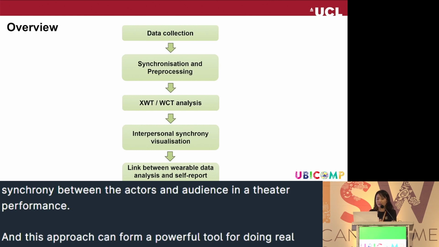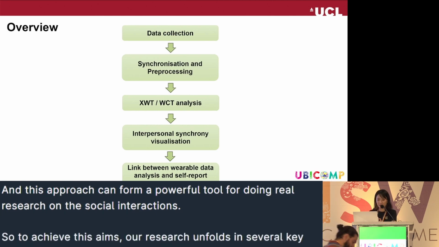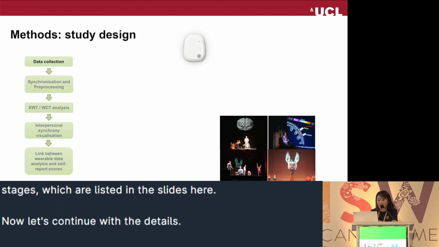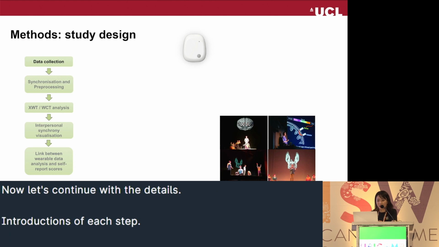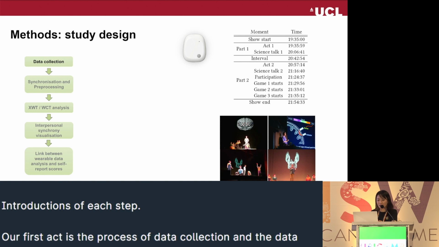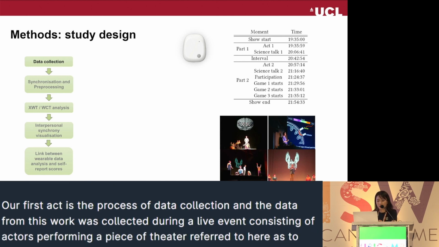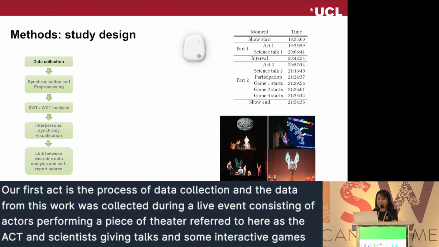So to achieve these aims, our research unfolds in several key stages, which are listed in the slides here. Now let's continue with the detailed introductions of each step. Our first act is the process of data collection. The data from this work was collected during a live event consisting of actors performing a piece of theater, referred to here as the act, and scientists giving talks, and some interactive games involving the actors and audience participants on stage.